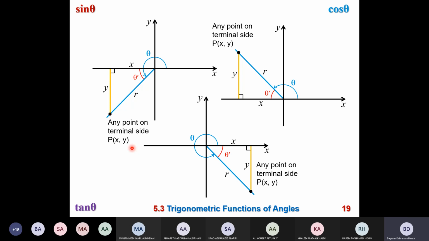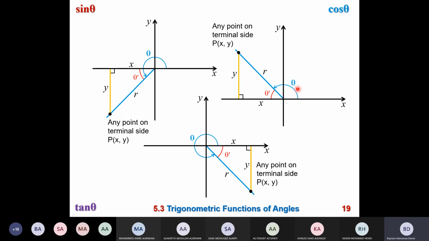And here is our reference angle for angles which are greater than 90 degrees, because if the angle is an acute angle, the reference is itself. You don't need a reference angle. So the reference of 30 degrees is 30 degrees. The reference of 40 degrees is 40 degrees.